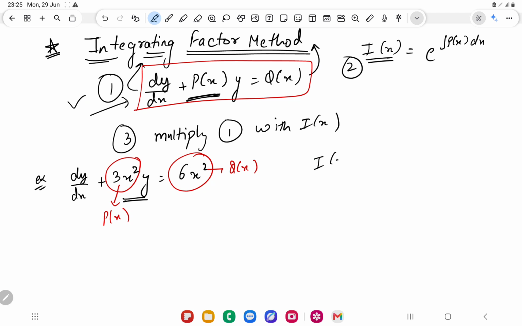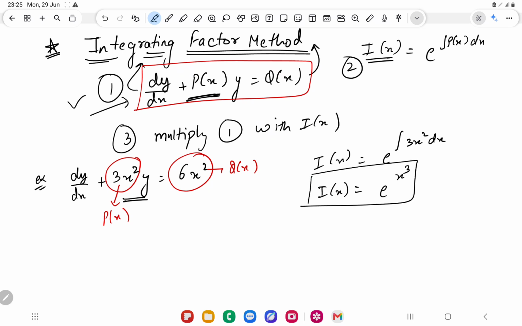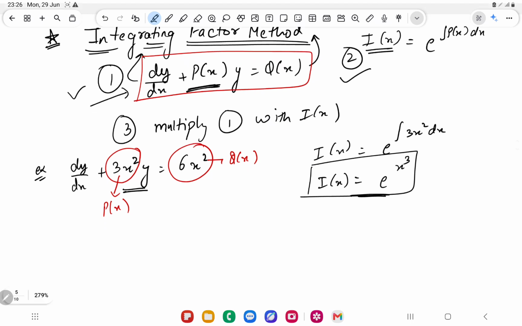Now my second step is you have to integrate. So integration of 3x square dx. If you integrate, you will get x cube by 3 and the 3 will get cancelled out. I got my integrating factor as e to the power x cube. Now I am done with the second step. Now the third step is multiplying both sides of the differential equation by this integrating factor.